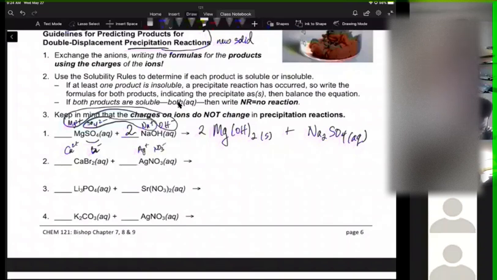Okay, so predict your products, making neutral compounds. Then we have to look at the solubility rules and decide, is it solid or aqueous for each one? Number 1, balancing. Oh, did I make a mistake? I did make a mistake. Thank you. Okay, there we go. So it's just 2 sodium hydroxide. Yeah, I got the magnesium wrong.